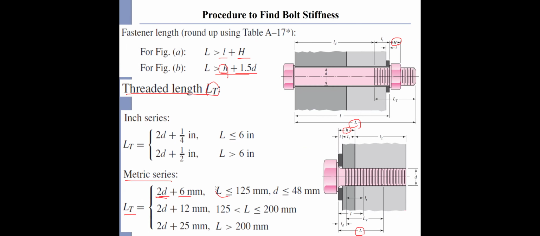when the fastener length is less than 125 millimeter and the major diameter is smaller than 48 millimeter. And with this, the threaded length LT equals 2D plus 12 millimeter when the L, the fastener length, is greater than 125 and smaller than or equal to 200 millimeter. And the threaded length is 2D plus 25 millimeter when the fastener length is greater than 200 millimeter. So it's some design information.